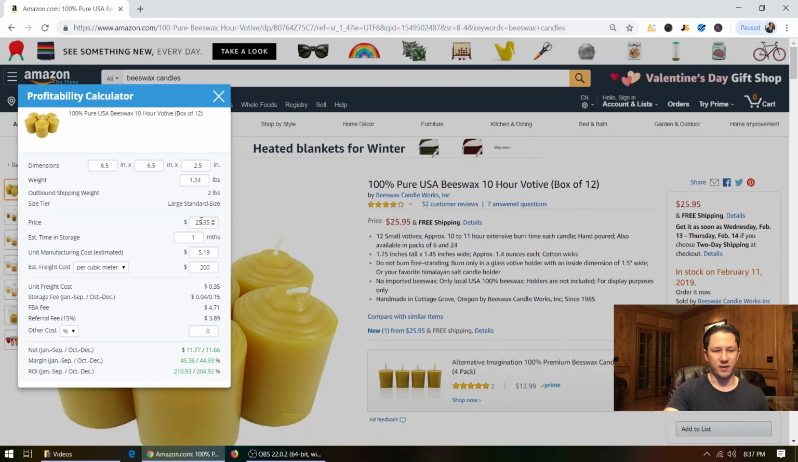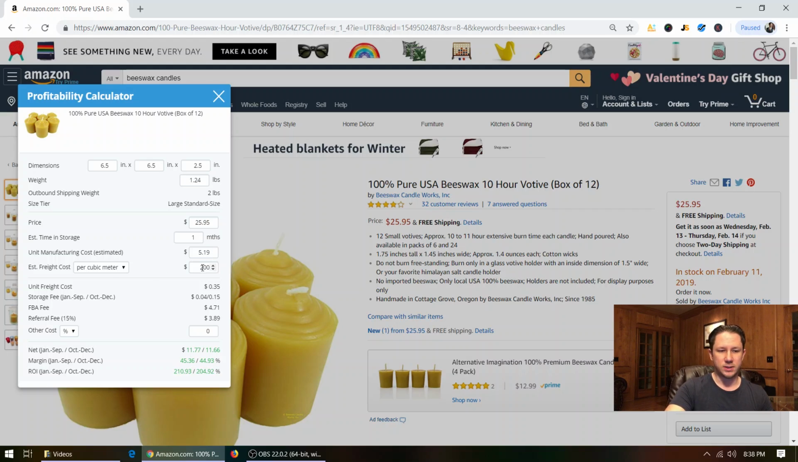So the price is $25.95. Estimated time in storage: you can adjust this, and we will in a second. This is how long each unit is in storage on average. Again, this is an estimated cost also. The profitability calculator is estimating how much it costs you to make this product, okay? $5.19. I know you can get these cheaper because we looked at them on Alibaba, and it's just a box of 12 generic candles. I think you can get them for around $2 to $3 for a box like this, but let's just leave it at $5 right now, and we'll play with the numbers in a second.